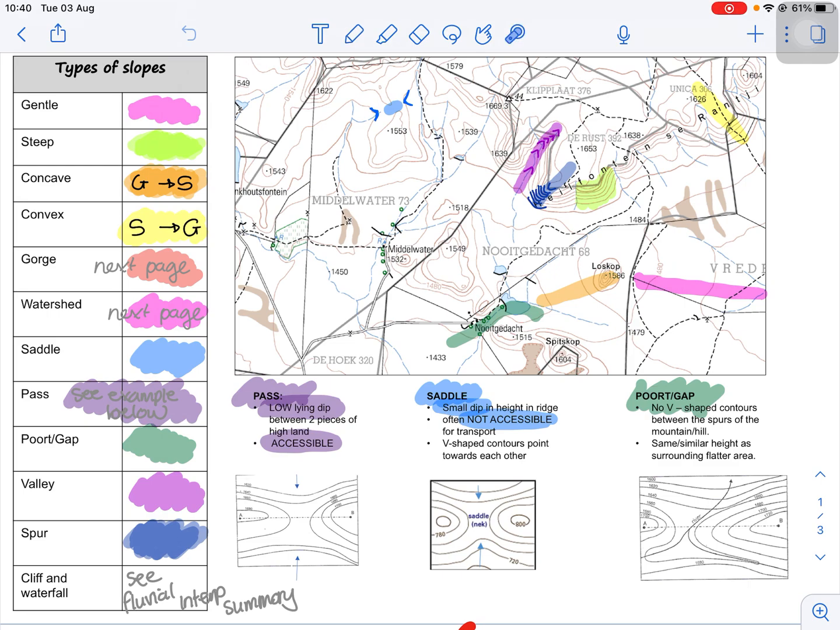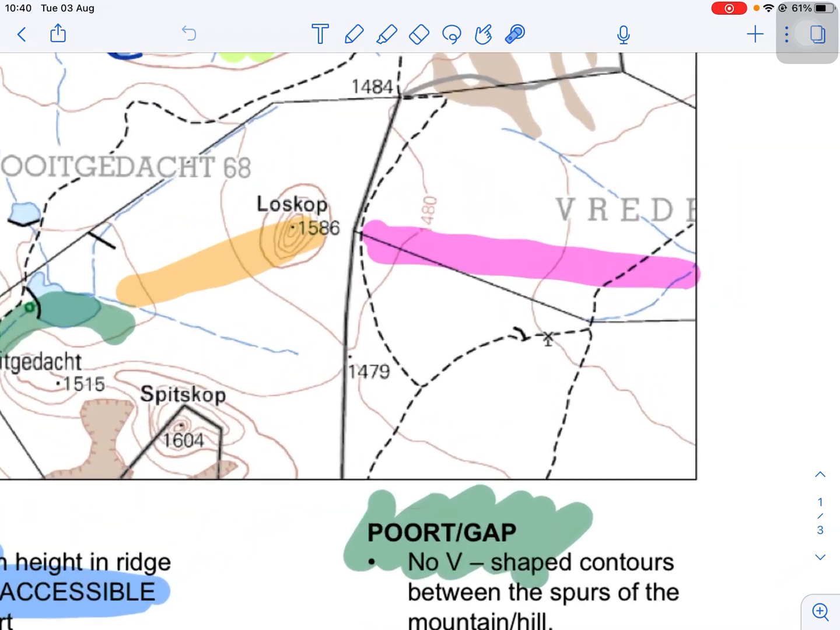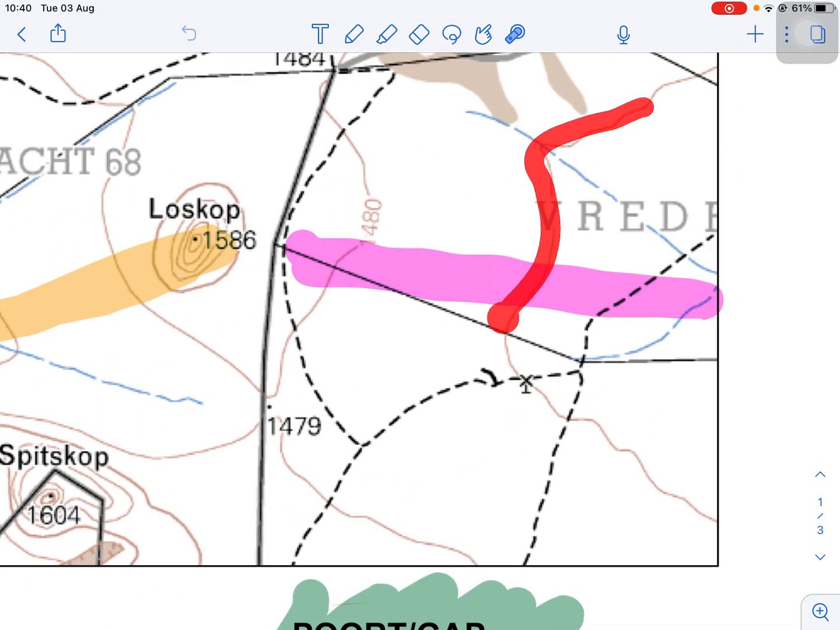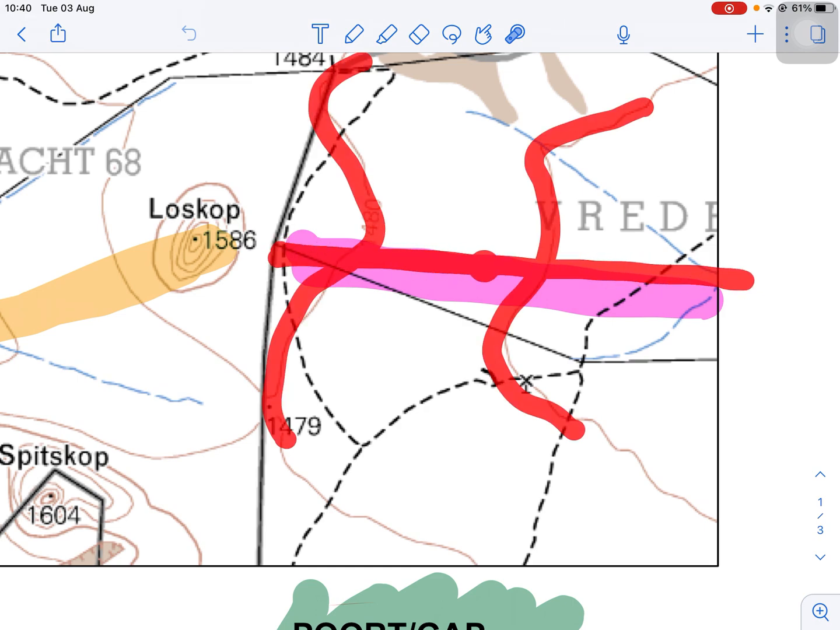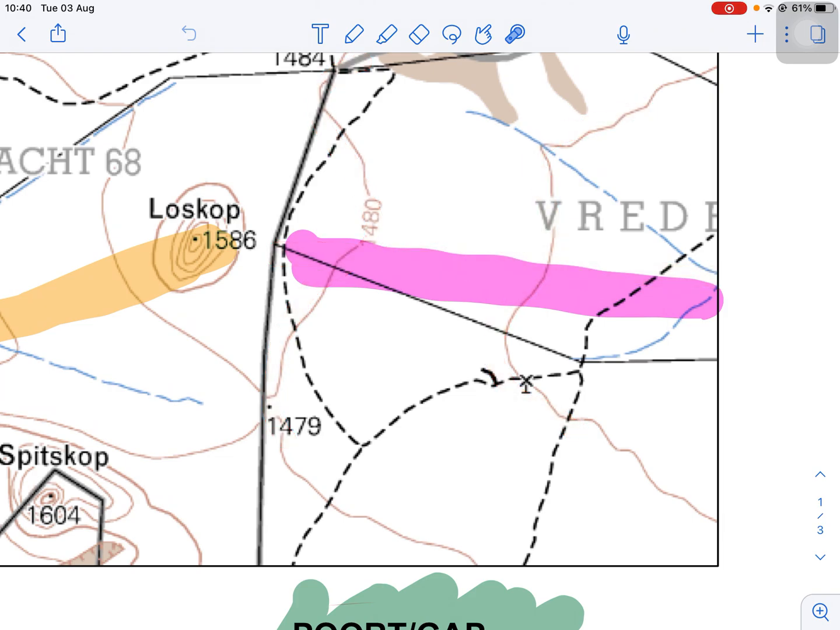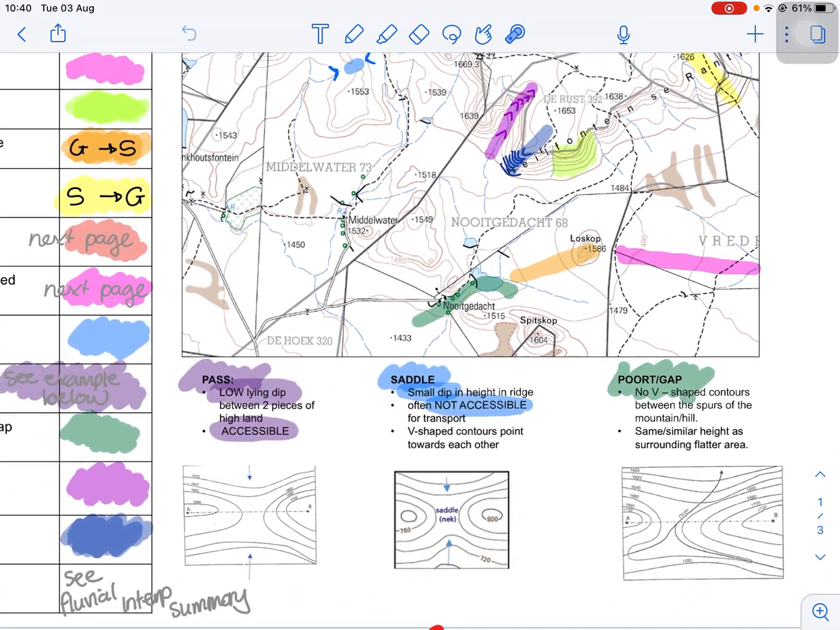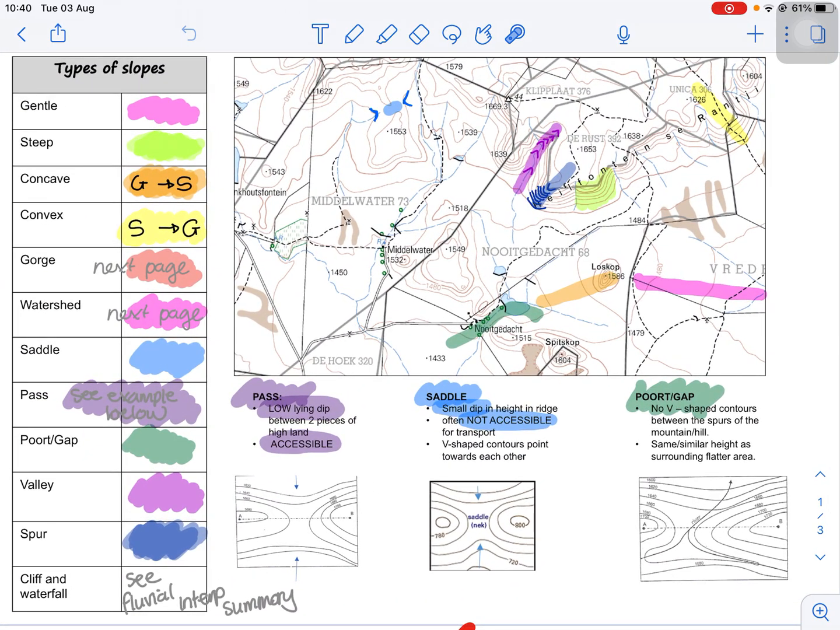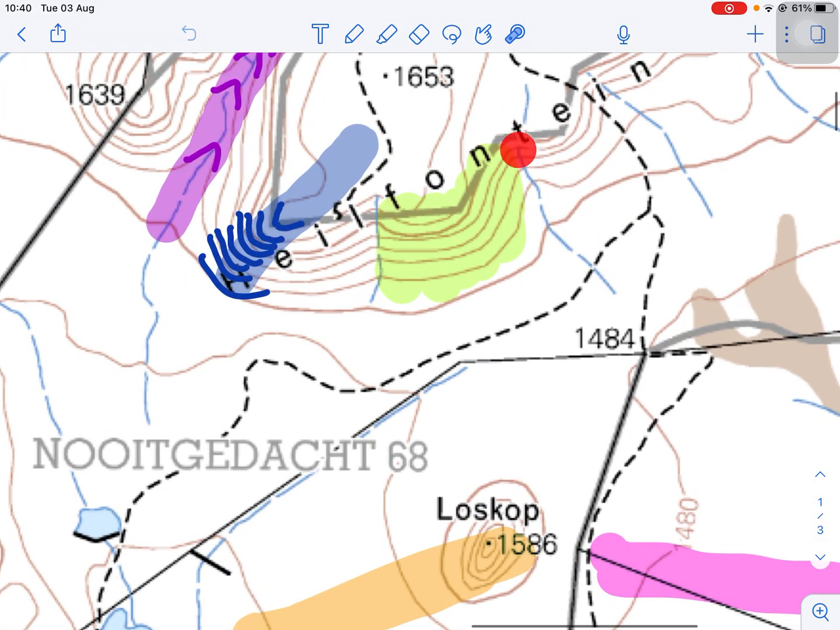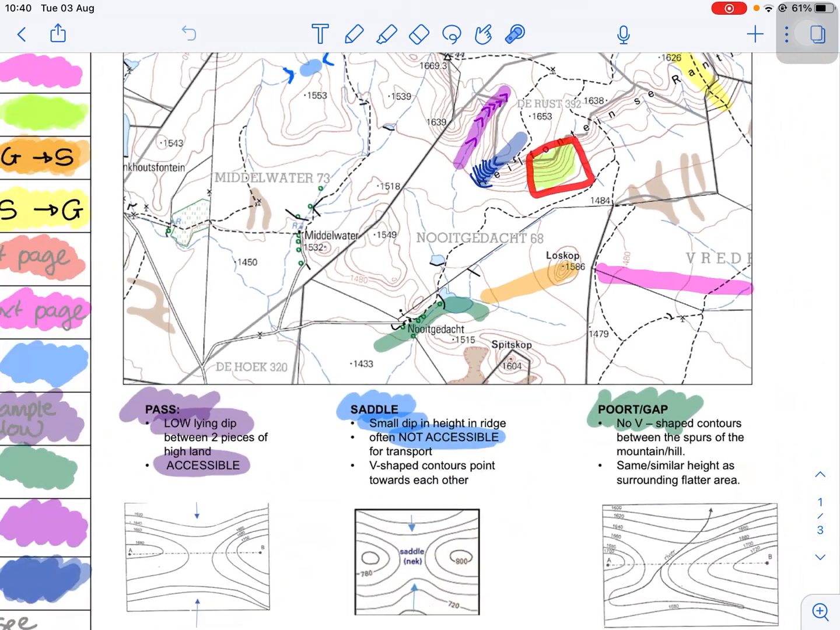So in order to see gentle and steep slopes, I've color-coded all the different slopes here. To see that gentle slope, you can see here that the contour lines are actually far apart, indicating that that entire slope, going perpendicular over the actual contours, is a gentle region. Okay, then the steep slope is this region here where the contour lines are really close together.